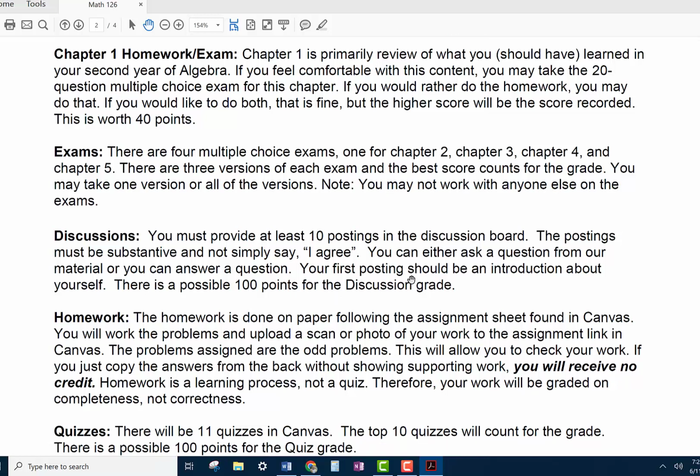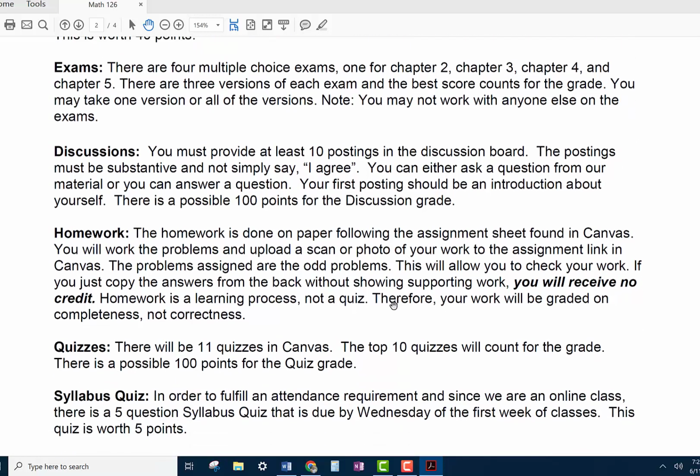Let's see, homework. The homework is done on paper following the assignment sheet found in Canvas. So don't do the ones at the end of the lesson or the lesson notes I have. There's the actual assignment sheet. You'll work the problems and upload a scan or photo of your work to the assignment link in Canvas. The problems assigned are the odd problems. This will allow you to check your work. If you just copy the answers from the back without showing supporting work, you will receive no credit.